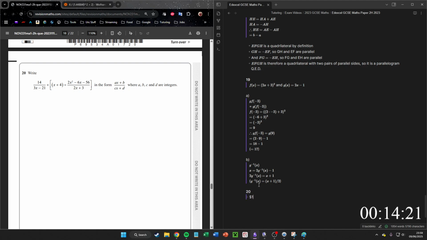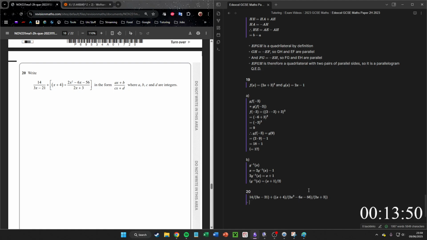14 divided by 3x minus 21, plus (x plus 4) divided by a whole fraction, (2x squared minus 6x minus 56) divided by (2x plus 3). Does that look anything remotely like what it's supposed to look like? Yeah, it's what it's supposed to look like, isn't it?